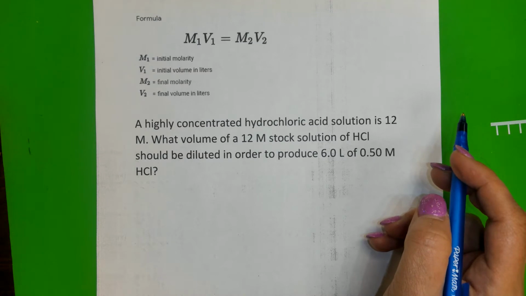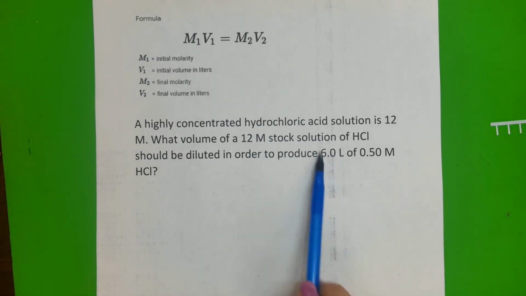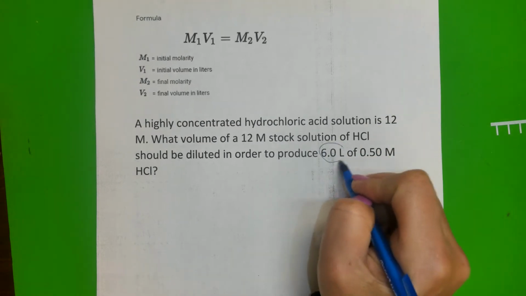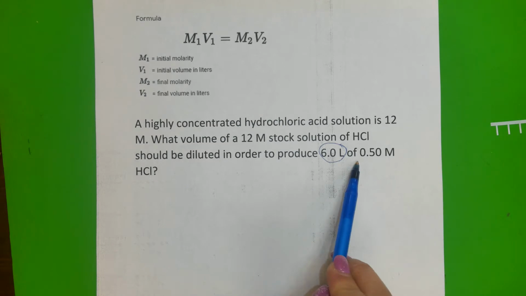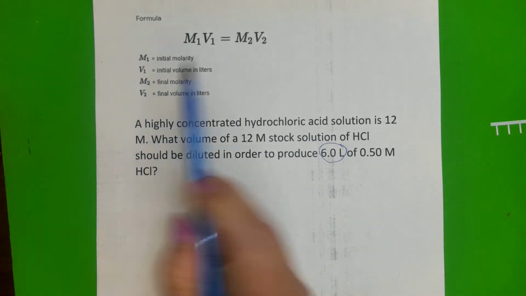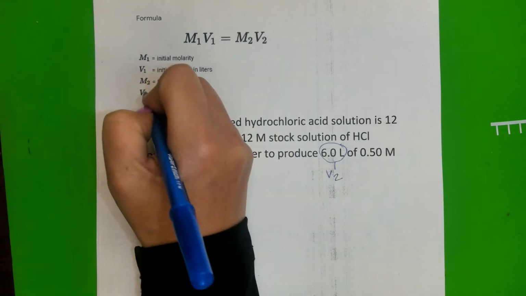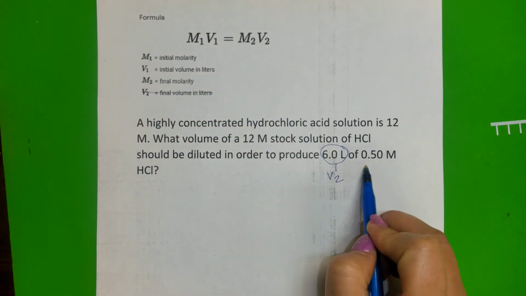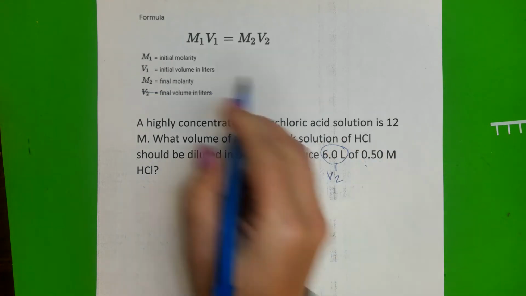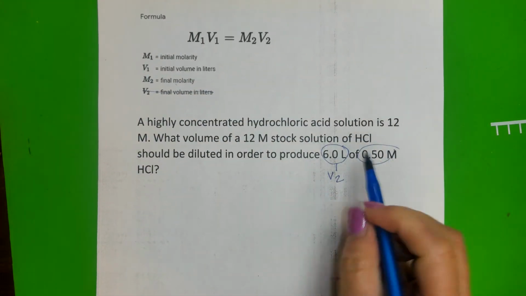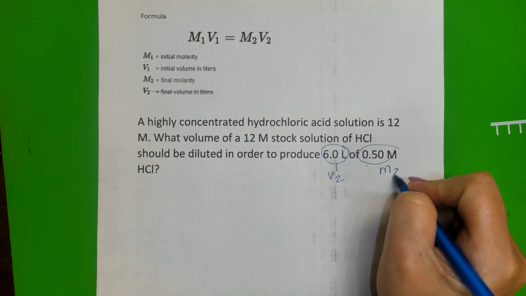So in here, the 6.0 liters, that's what you're going to produce. That's at the end. That will be your final volume, which is V2. So we're done with that one. And then 0.50 molarity, that's your final molarity, because usually they come together. So that would be your M2.